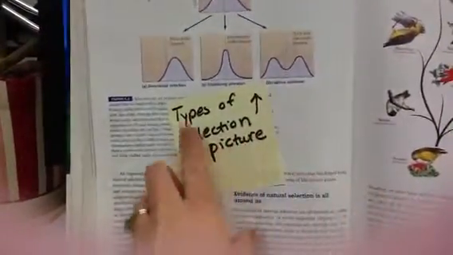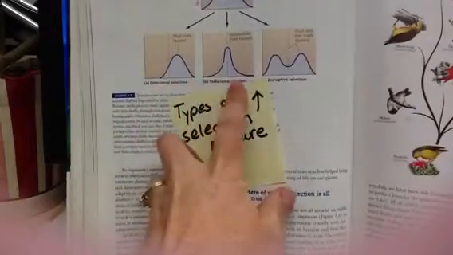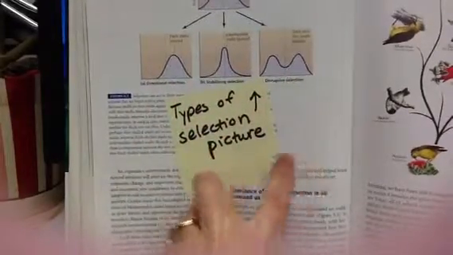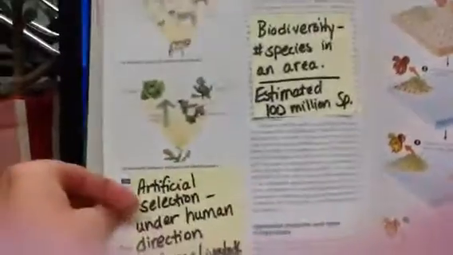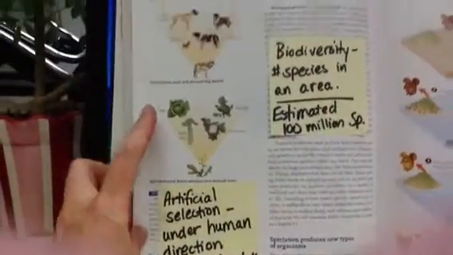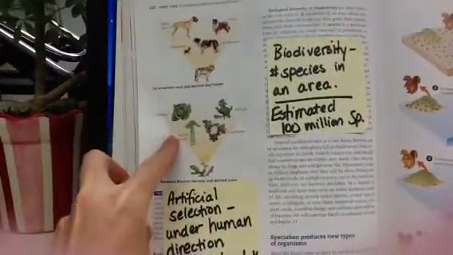Turning the page, we have types of selection here. Make sure that you know the different types of selection: directional, stabilizing, and disruptive. So read about those and make sure you know those for your exam. That's on page 120.